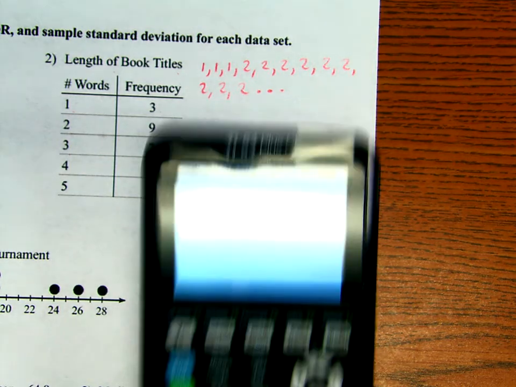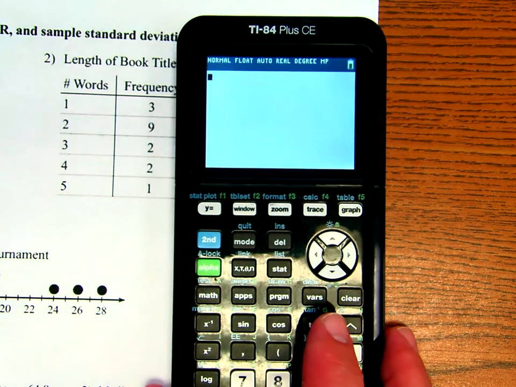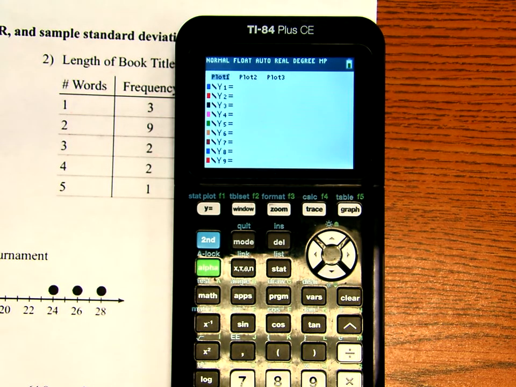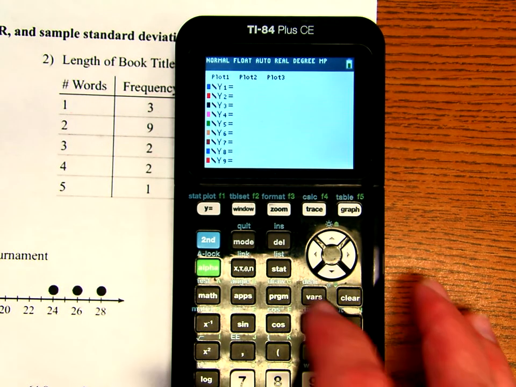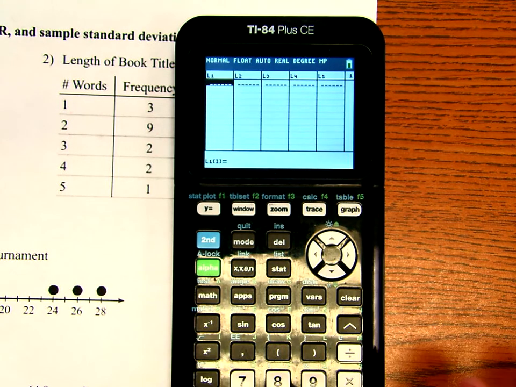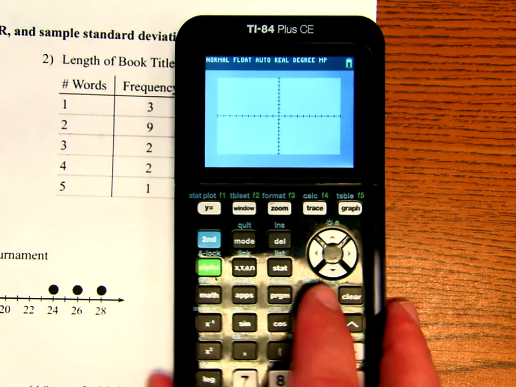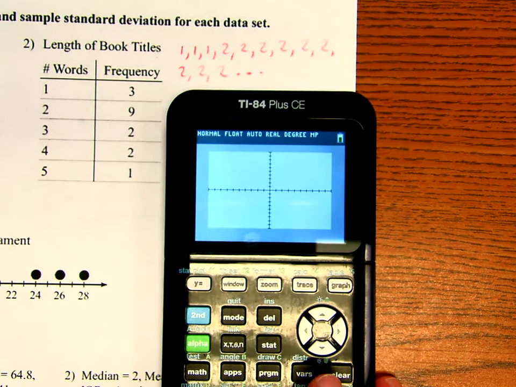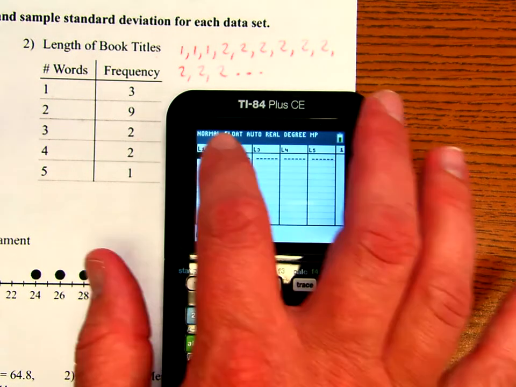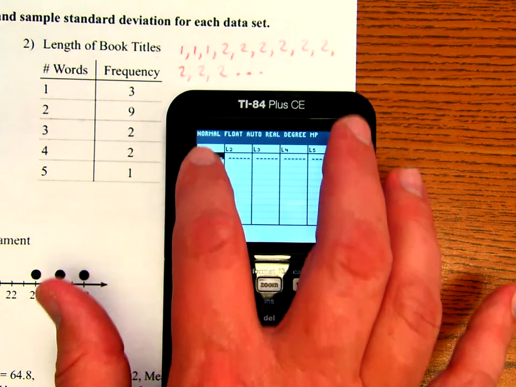So I want to go to Y equals, turn off that stat plot. I have no equations. Stat, Edit. Going to get rid of that old data. Zoom 9, clear out any weird window dimensions, and now we're good. Okay, so if we go to Stat, Edit, we could put 1, 1, 1, 2, 2, 2, 2, 2, 2, etc., all in L1, and then want to run our one variable statistics.